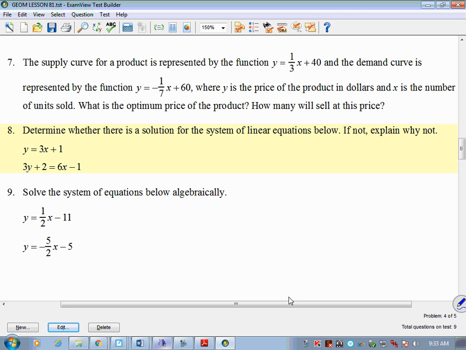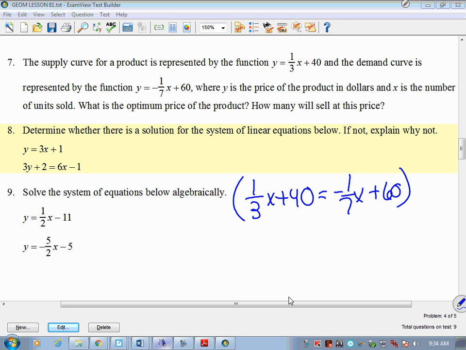Okay, have we already done this? All we're doing is what with these two equations? Setting them equal to each other. So we can write 1/3 x plus 40 equals what? -1/7 x plus 60. Well, these aren't both 1/3 and they're not both 1/7. So if I want to multiply these to simplify them a little bit, what would I multiply them by? I can multiply them by 21. Is there anything smaller than that that we could multiply them by? Doesn't appear to be, right? So let's try times 21.